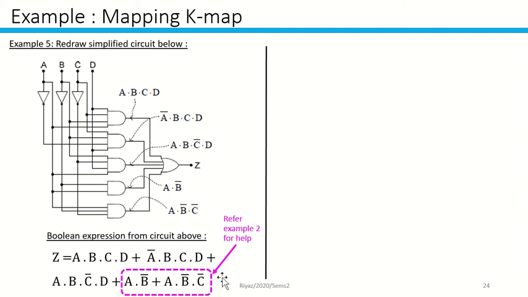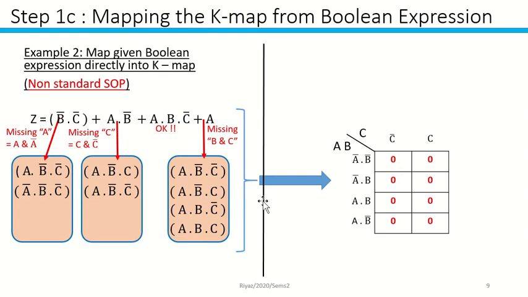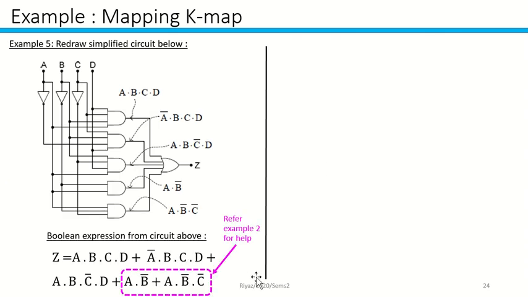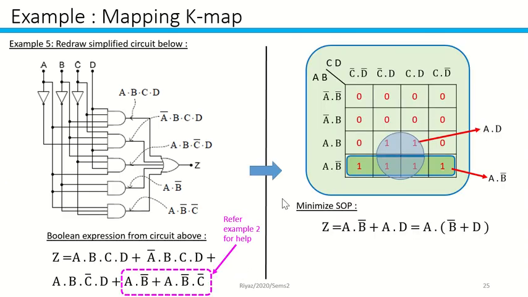So this one you can refer to my previous examples, example 2. How are you going to handle it if you are missing certain inputs? For example, this one, A dot B bar, you're missing C, so you have to handle this one. You can refer to example 2 for help. And then when you already have this, map it inside this particular K-map, and then group it up, and you get the minimum SOP of this answer.